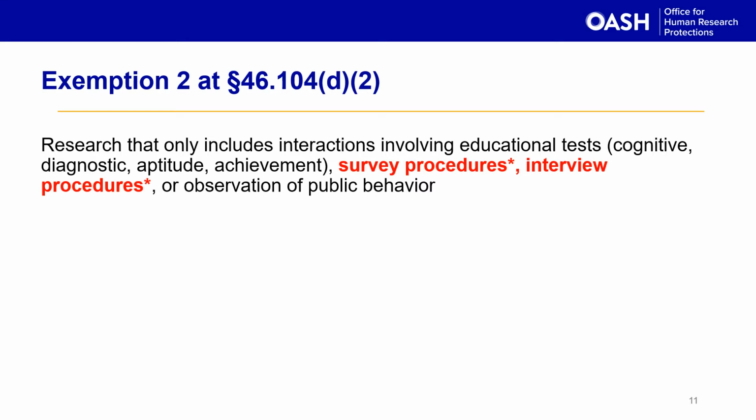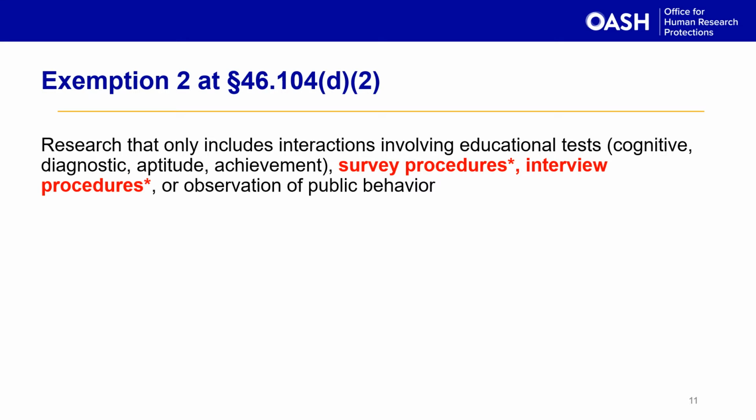Educational tests would be things like the SAT and ACT, but also placement tests to determine if a student should be placed in an advanced or intermediate class. The term survey, as used here, refers to information collected about individuals through questionnaires or similar procedures. An example of a survey would be the Current Population Survey conducted by the U.S. Census. This definition of survey is limited to information. It does not include collection of biospecimens.